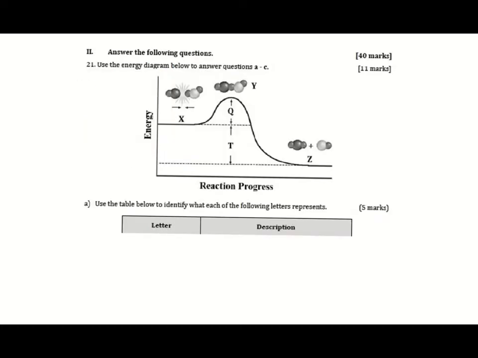We have an important question here. Use the energy diagram below to answer questions A to E. Use the table below to identify what each of the following letters represent. You are asked to explain the meaning of all of those letters. We have X, Y, Z, Q, and T. First, X. What does X mean? X is the enthalpy of reactants.